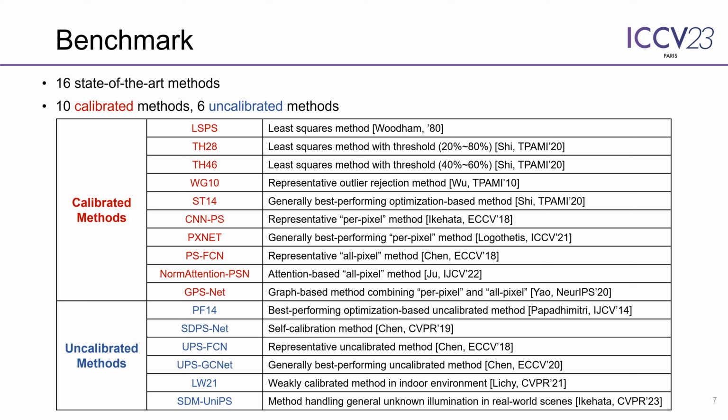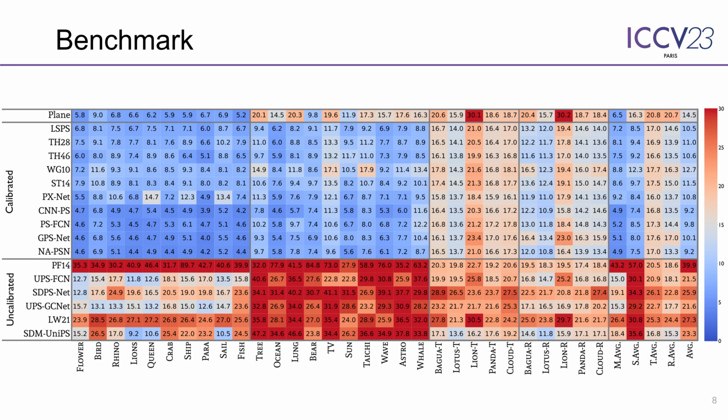We select 10 representative calibrated and 6 uncalibrated methods to evaluate on the proposed dataset. The benchmark results are shown using mean angular error as the unit. The x-axis covers 30 objects and the y-axis displays 16 methods. Blue shades indicate lower errors, while red shades indicate higher errors.